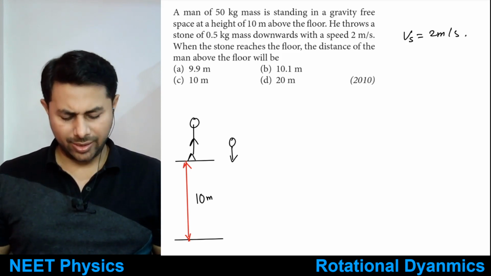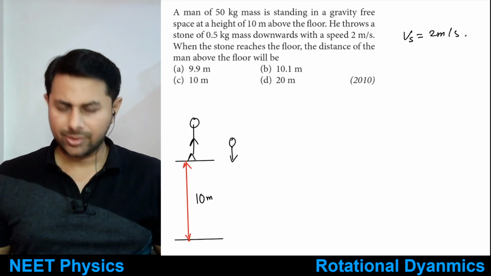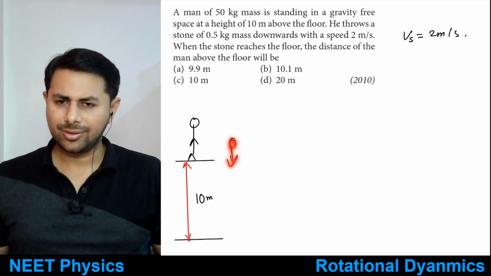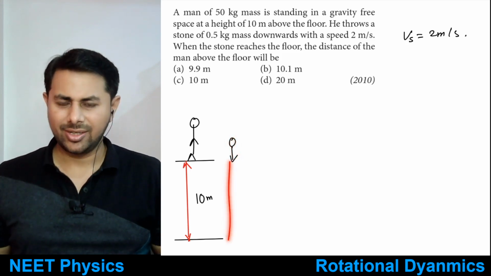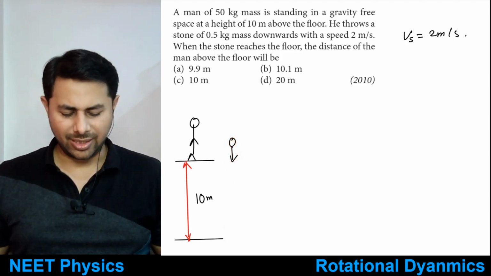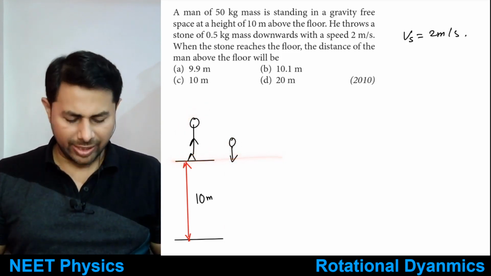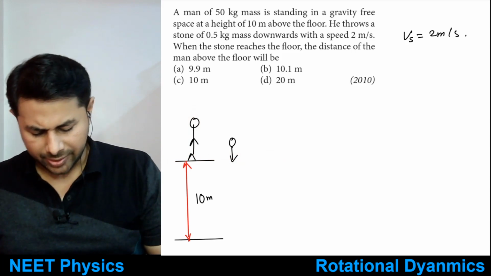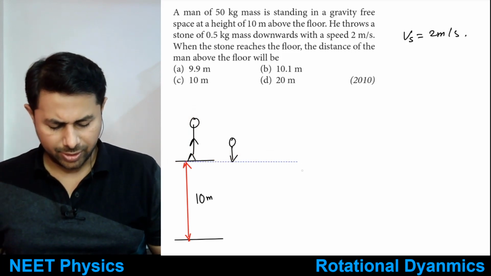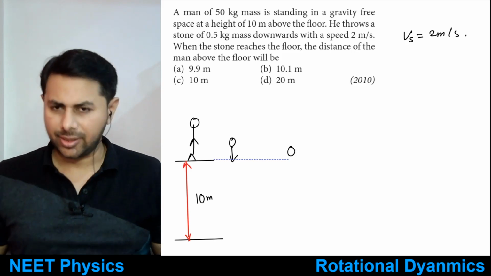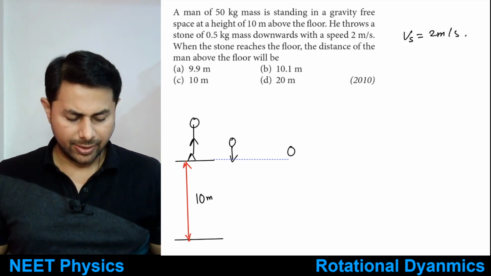Okay, so see, this is also simple. You have thrown this stone downwards and there is no gravity, right? There is no gravity. That means now the initial position of the center of mass is, suppose, at this position. Okay, so let's call this 0, right?